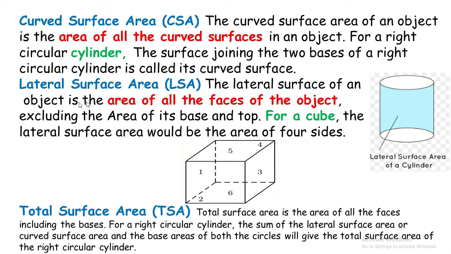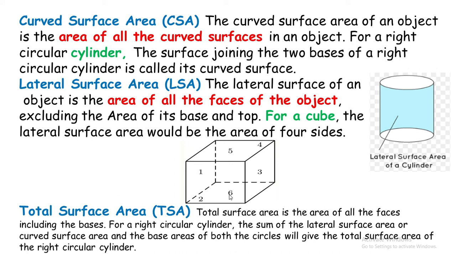Lateral surface area. The lateral surface area of an object is the area of all the faces of the object. Remember this word. In the previous curved surface area, we used the term curved. Here we are using the word faces. So in the case of faces, excluding the area of the top and excluding the area of its base and top.